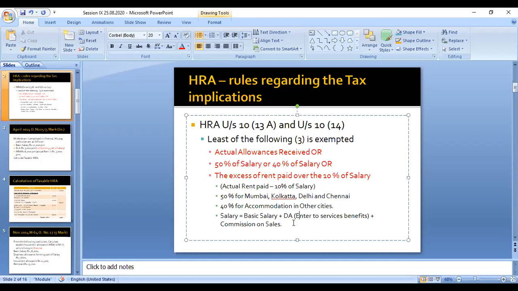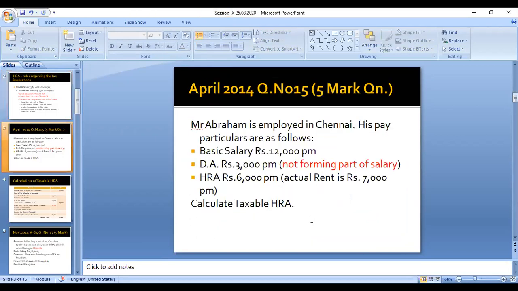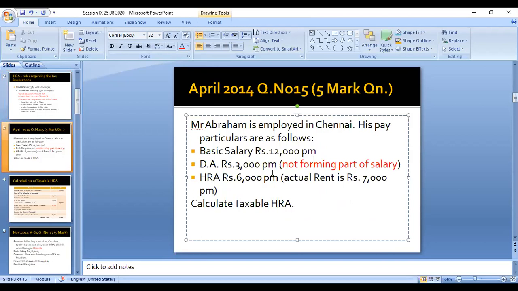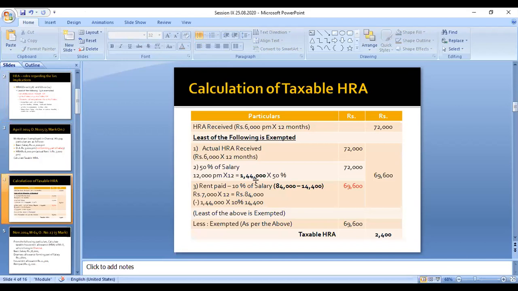If it is not entered, it's given, you need not consider. So this is a two-case problem. The first case, not forming part of the salary. So for calculation of salary, this 3,000 is not considered. Only this 12,000 is taken, multiplied with 12.